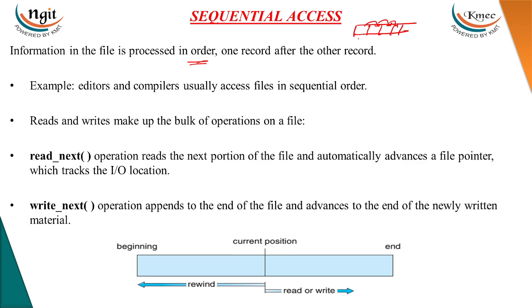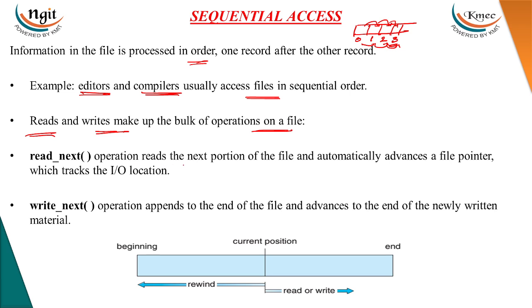That means if you read block number 0, the next one you read is block number 1, then 2, 3. So the head movements will be very small when changing from one block to another. The best examples of sequential access are editors and compilers, which usually access files in sequential order.